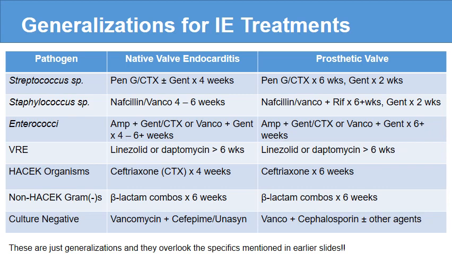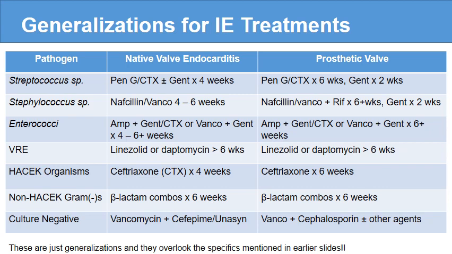Whereas for complicated right side, native valve infective endocarditis, or left side, that would be a treatment duration of 6 weeks. For prosthetic valves, you have to use combinations of a cell wall active agent with rifampin for 6 weeks and gentamicin for 2 weeks. For enterococci, you always use combinations because the beta-lactams are unable to achieve cidal activity by themselves. That usually entails ampicillin plus either gentamicin or ceftriaxone.